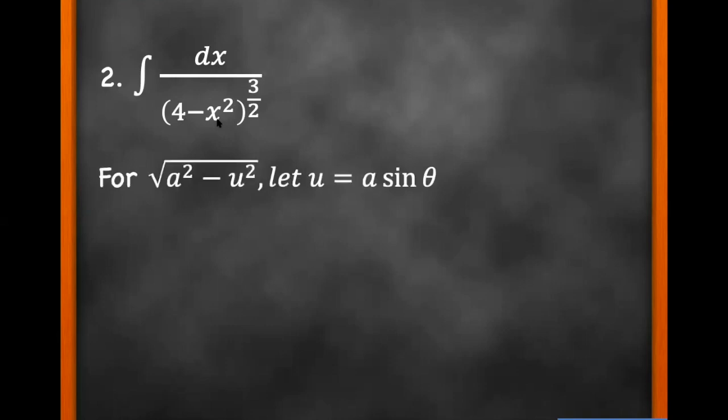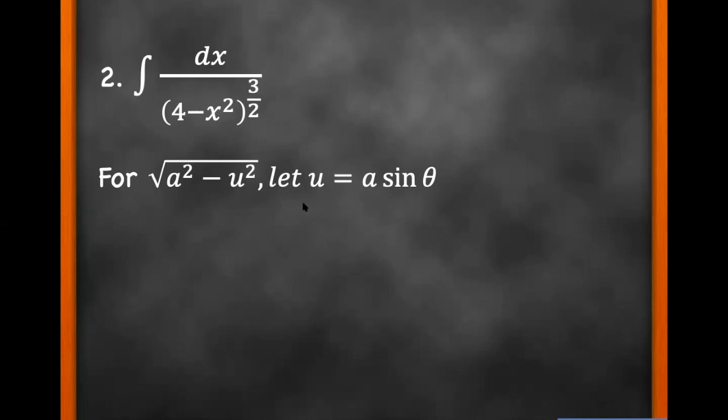Now we move on to the next problem. So let's find the integral of dx over 4 minus x squared raised to 3 halves. Look at the given integrand. We have this form, the square root of a squared minus u squared, in the given integrand. So we now use the substitution. We replace the variable x by a sine theta.